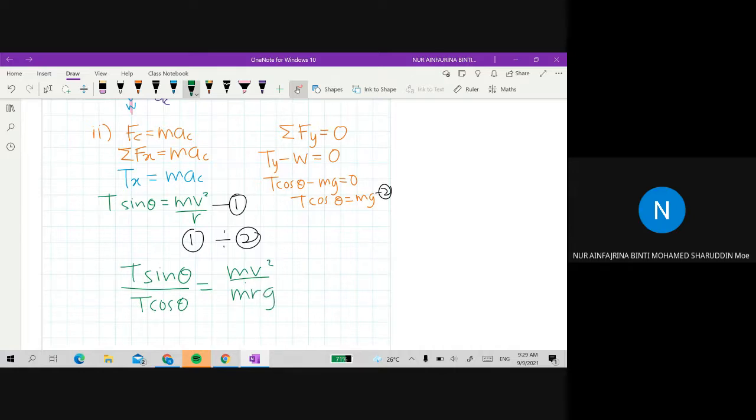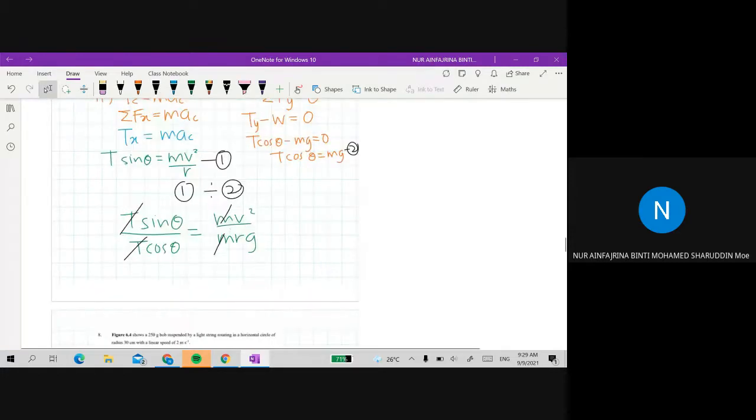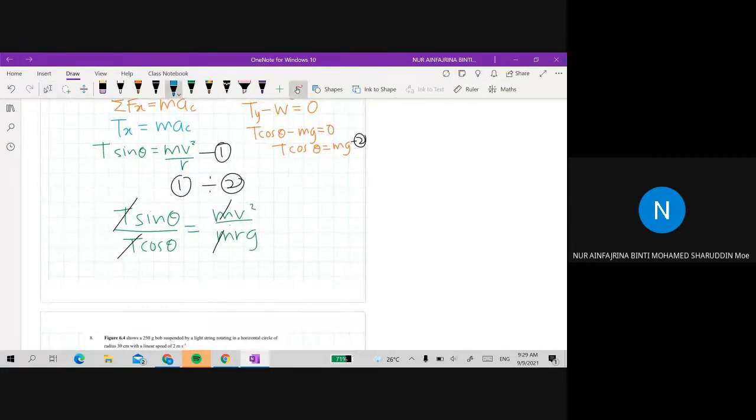So now, what did Miss say can be cancelled if they are the same? Tension and mass. Top and bottom that are the same can cancel. Okay now, mathematics. What do you get? Sin theta divided by cos theta gives tangent theta. So tangent theta equals v squared over rg.